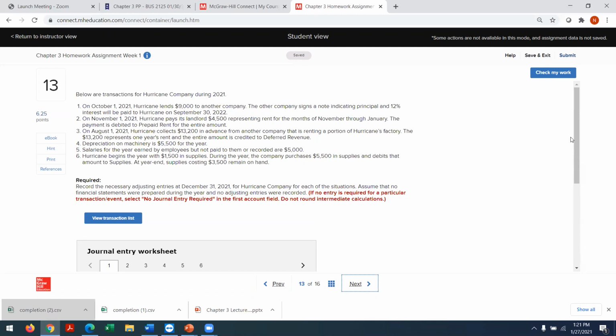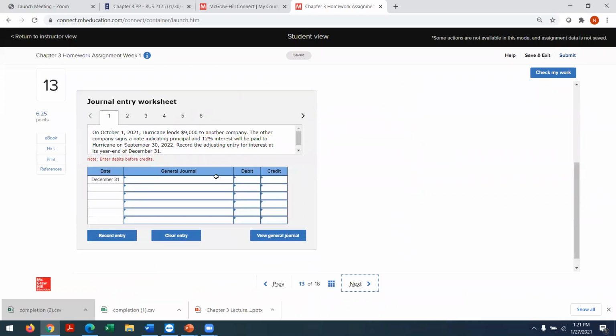How much interest receivable is due Hurricane? How many months worth? 3. $9,000 times 12% would be annualized. To figure out what 3 months is, we divide it by 12 times 3, or we can take a fourth of it, divide that by 4. So what would that be, guys? 270.